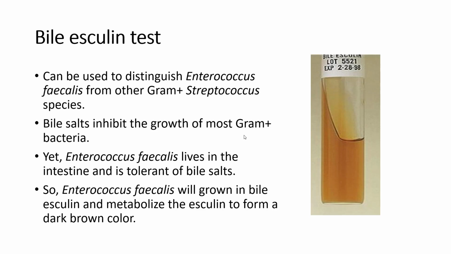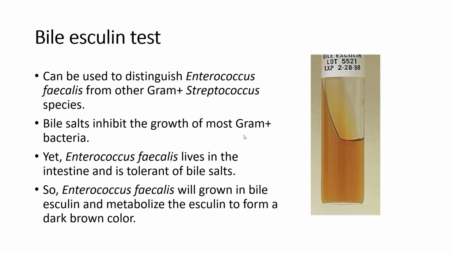So Enterococcus faecalis, when inoculated in bile with a substrate known as esculin, will actually be able to grow, metabolize the esculin, and then as part of the chemical reaction that happens in the test tube, forms a dark brown color. Whereas species that are unable to grow or do not grow well in the presence of bile do not change the color of the test tube as shown here.